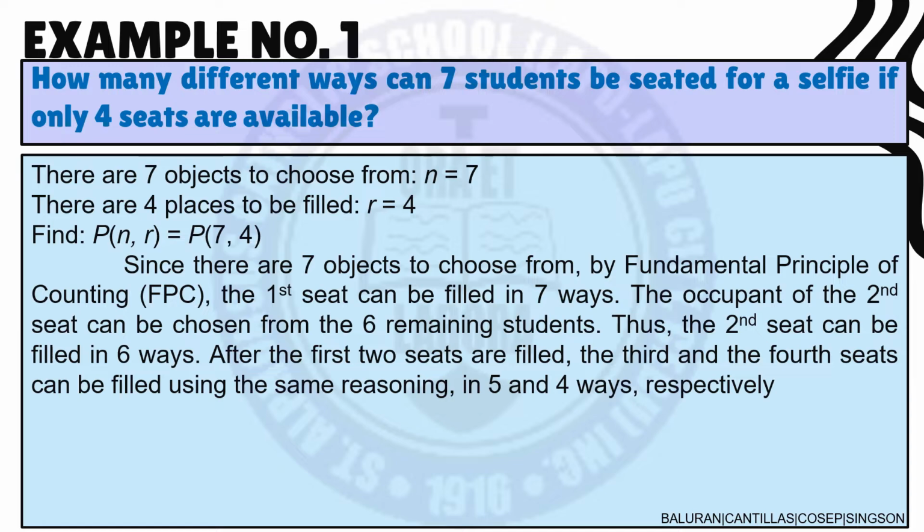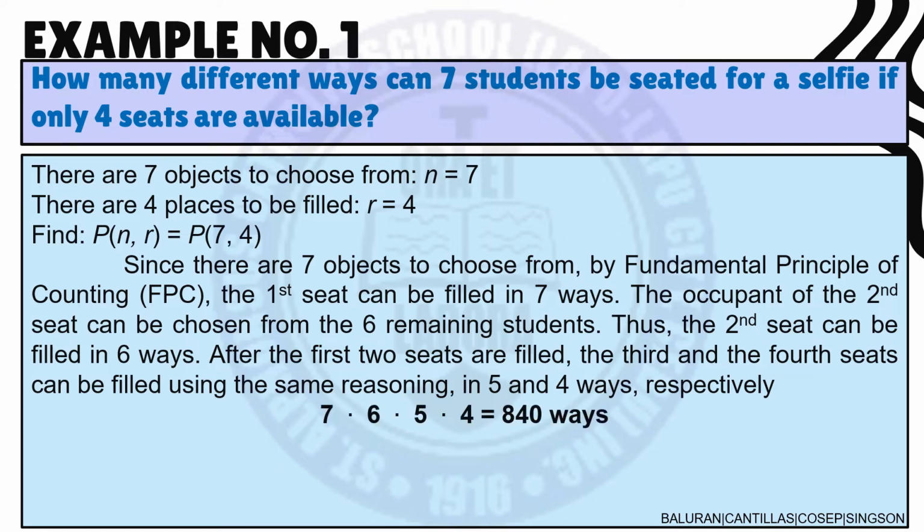Since there are 7 objects to choose from, by the fundamental principle of counting, or FPC, the first seat can be filled in 7 ways. The occupant of the second seat can be chosen from the 6 remaining students. Thus, the second seat can be filled in 6 ways. After the first 2 seats are filled, the third and the fourth seats can be filled using the same reasoning in 5 and 4 ways, respectively.